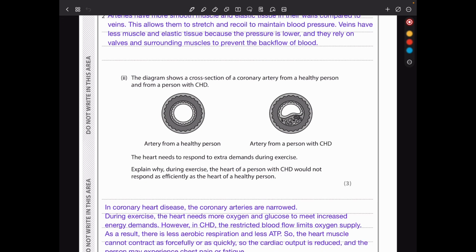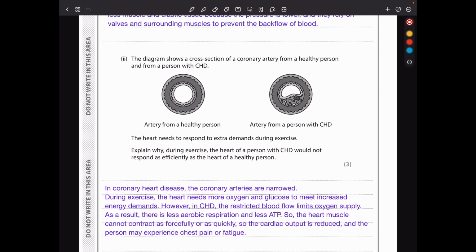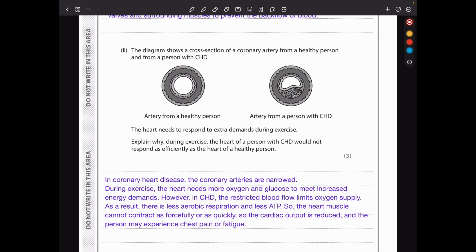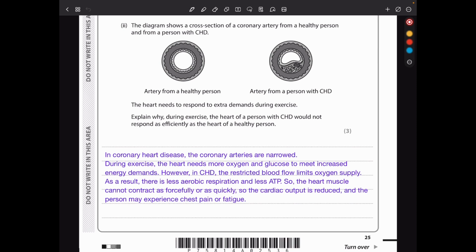Next, they say the diagram shows a cross-section of a coronary artery from a healthy person and from a person with CHD. From a person with CHD, we see there is blockage in the artery due to the fatty deposits. So they say the heart needs to respond to extra demands during exercise. Explain why during exercise the heart of a person with CHD would not respond as efficiently as the heart of a healthy person. This person has blockage, so there is less oxygen and nutrients sent to the heart muscle, and so the heart muscle is not going to contract as desired during exercise.